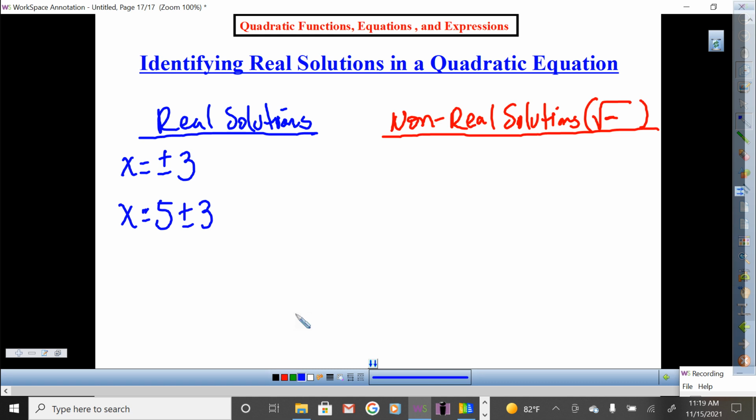Tell your neighbor the two solutions for that one. Two solutions are what? X equals positive 8 and x equals what? 2. Does everybody see it? 5 plus 3 is 8. 5 minus 3 is 2. And these are still what? Real solutions. Next, x equals 5 plus minus square root of 26.